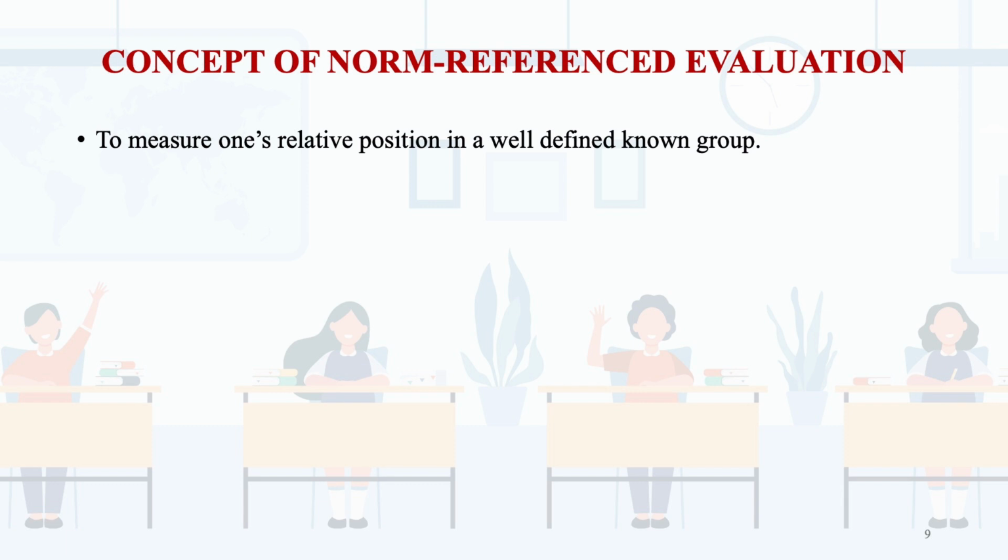Okay, now let us go forward to understand about the very concept of norm referenced and criterion reference test. First of all, our focus is on norm referenced evaluation or norm reference test. Here you see, norm reference test is used to measure one's relative position in a well-defined known group. So friends, here I am specifically focusing upon norm reference test to measure one's relative position in a well-defined known group.